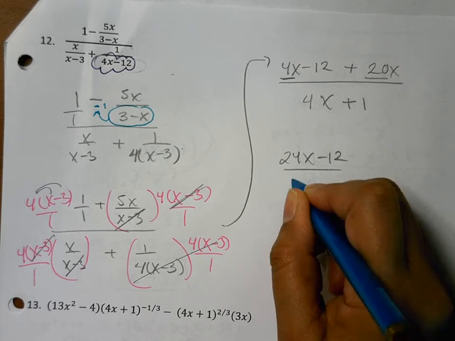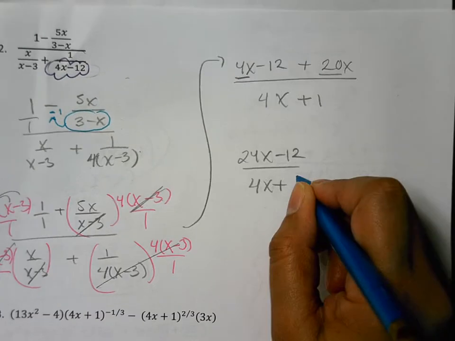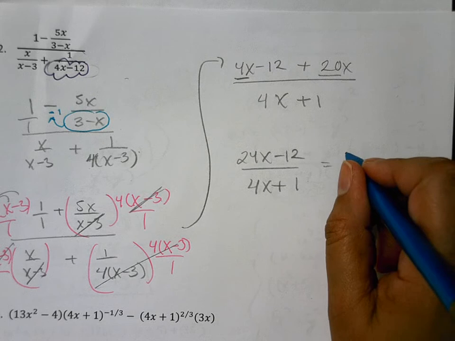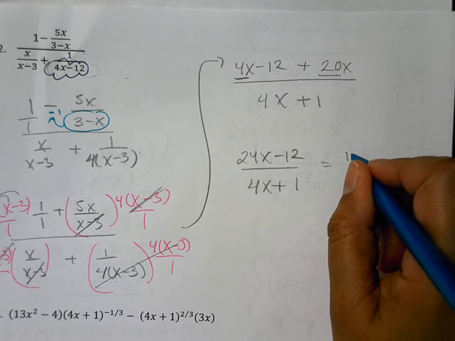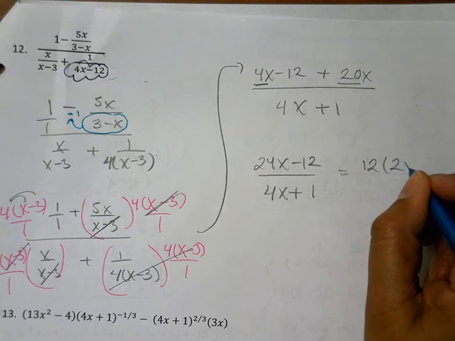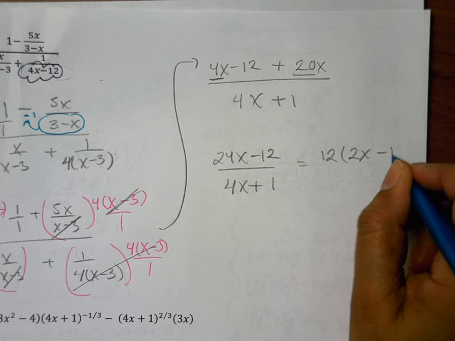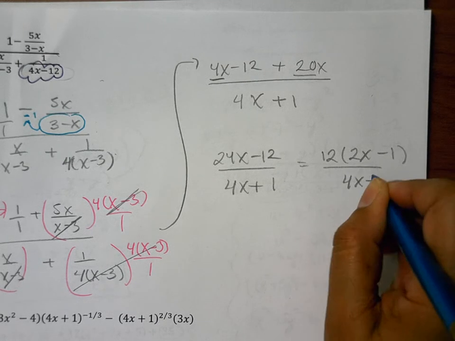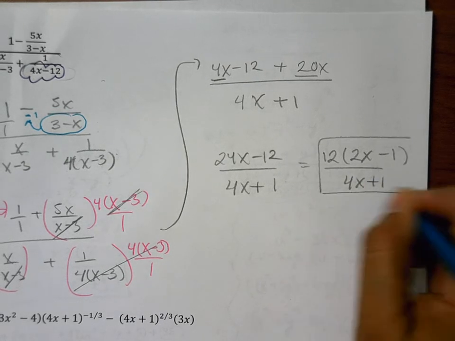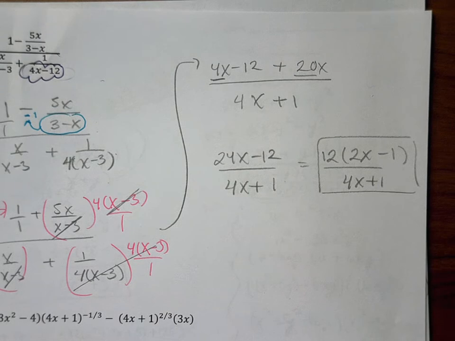Okay, let's combine. What do I get at the top? 24x minus 12. Can I GCF the top? What comes out? 12. 2x minus 1. Does anything reduce? This is your answer.